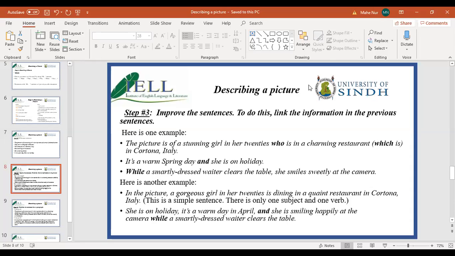Look at the second. You can do it in a different manner too. In a picture, a gorgeous girl in her 20s is dining in a quaint restaurant in Cortona, Italy. Simple sentence. There is one subject and one verb. She is on holiday. It's a warm day in April, and she is smiling happily at the camera while a smartly dressed waiter clears the table. Now you have given it a proper shape. The sentences look like they can be arranged in a paragraph. This is how you should progress while you are describing a picture, when you are starting.